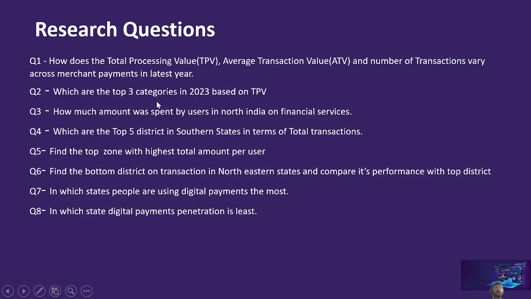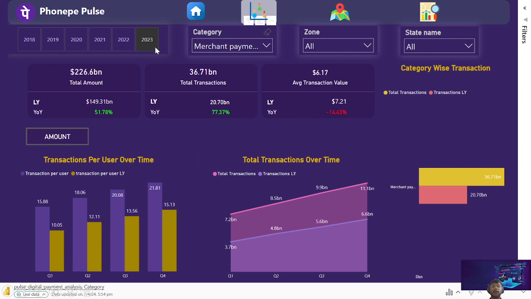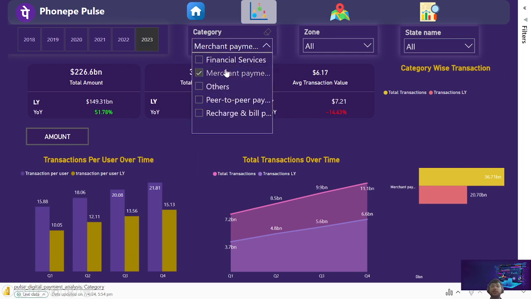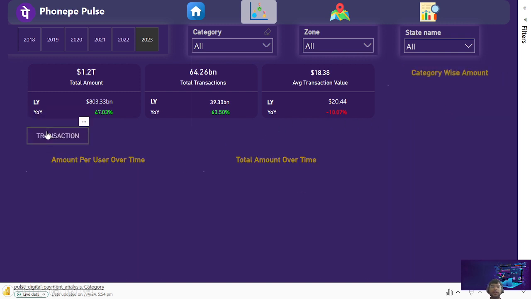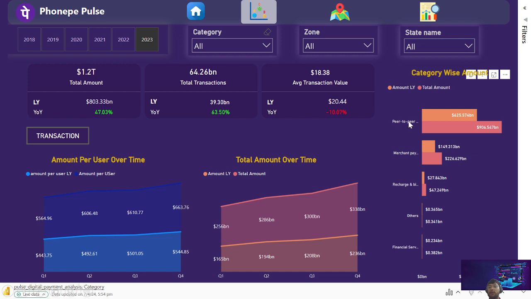Now, which are the top three categories in 2023 based on TPV? So in 2023, the top three categories are as follows. In first place comes peer-to-peer payments. Next comes merchant payments, and in third place comes recharge and bill payments. So the total amount of value processed through these three channels is the highest contribution.